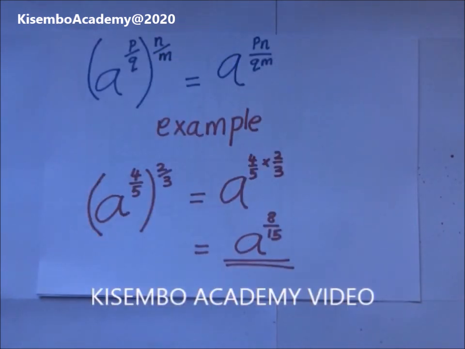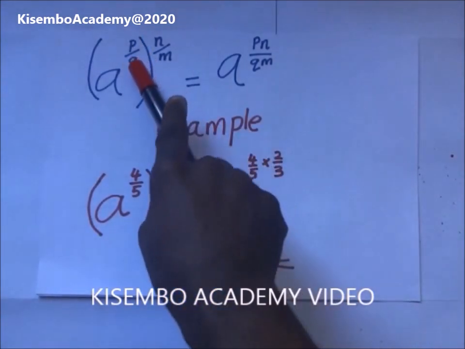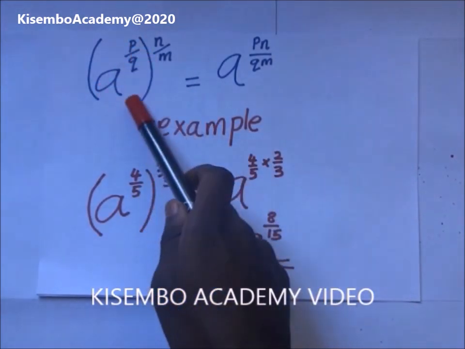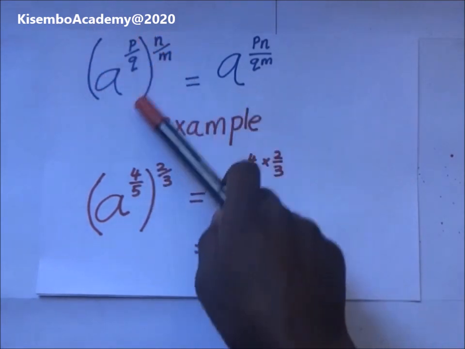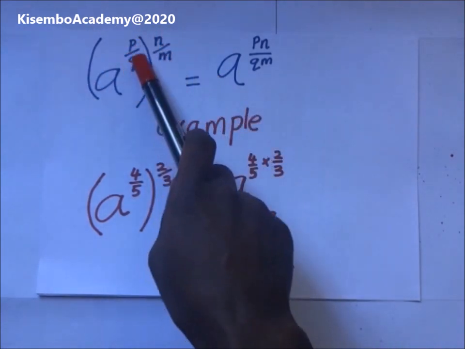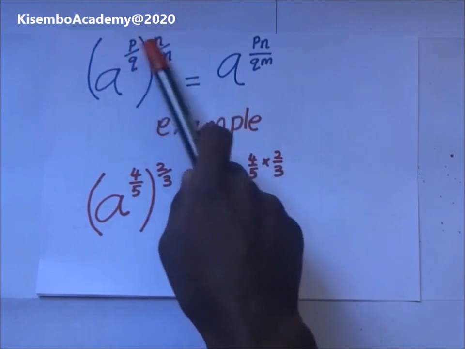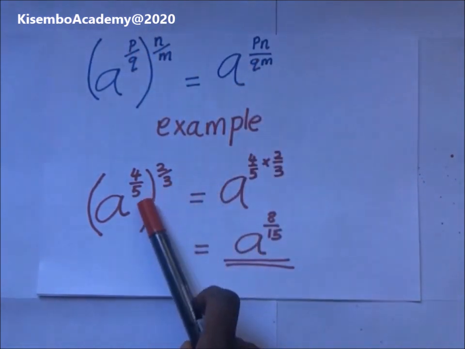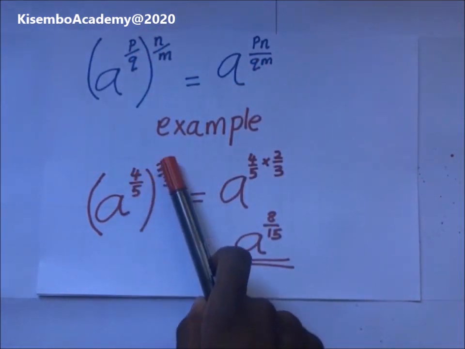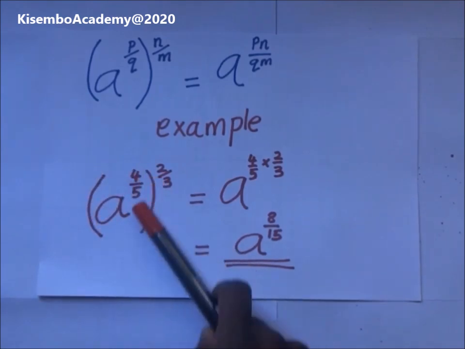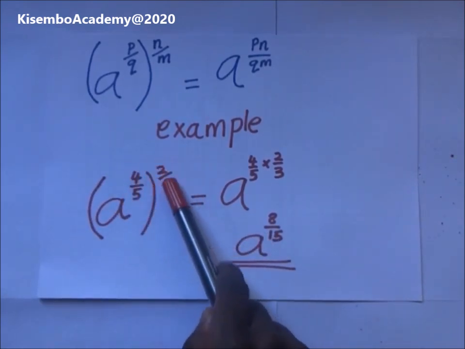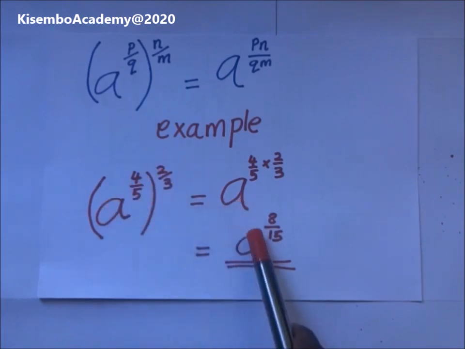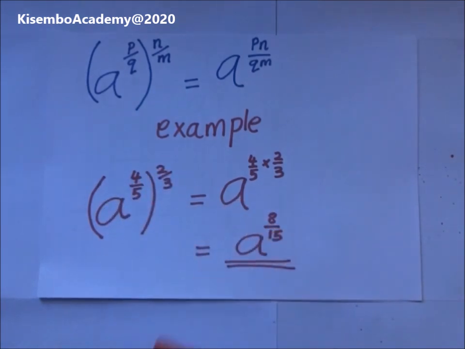Again, when we are having a to the power p over q, this is the fractional index, and all this is still to the power n over m, it's the same as saying this times that. So in our example, it is a to the power 4 over 5, and this whole thing is still to the power 2 over 3. So it is this fraction multiplied by that fraction. It is the same as saying a to the power 8 over 15.